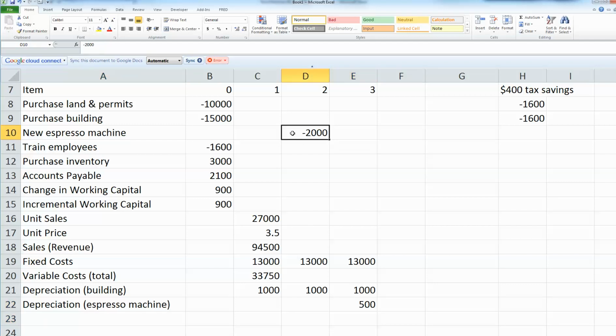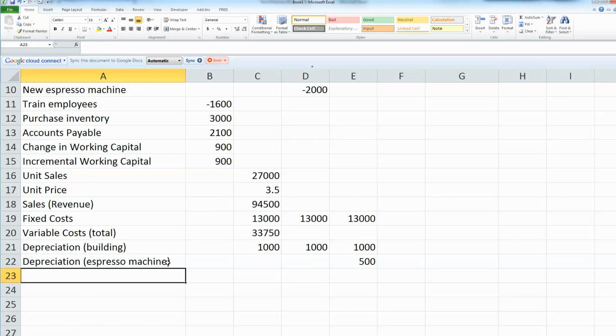So again, even though the outflow occurs in year 2, and that is the year I put the outflow, the tax effects don't occur until the following 4 years. So now I can calculate my EBIT, earnings before interest and taxes. You might know it as operating profit.